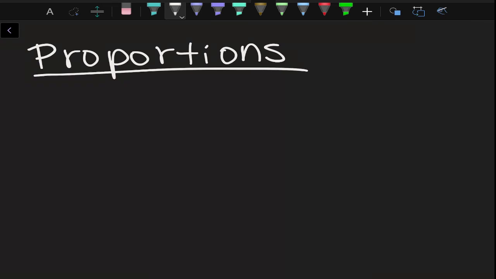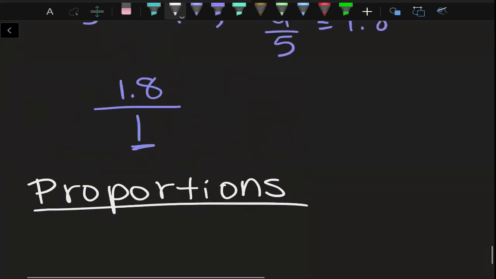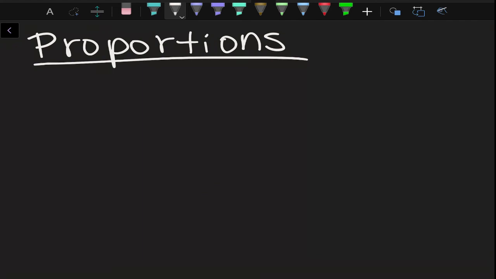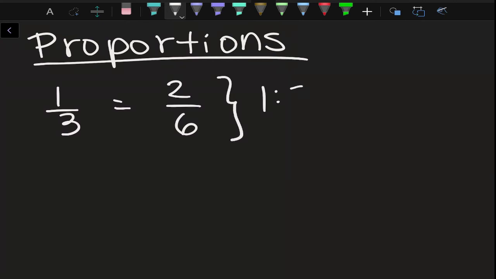Now, proportion says that 2 or more ratios are equal. That is like saying 1 over 3 is equal to 2 over 6, right? Because if we were to reduce 2 over 6, we'd end up with 1 over 3. And of course, this means then that 1 to 3 is equal to 2 to 6. So the ratios are the same, which means they are in proportion.